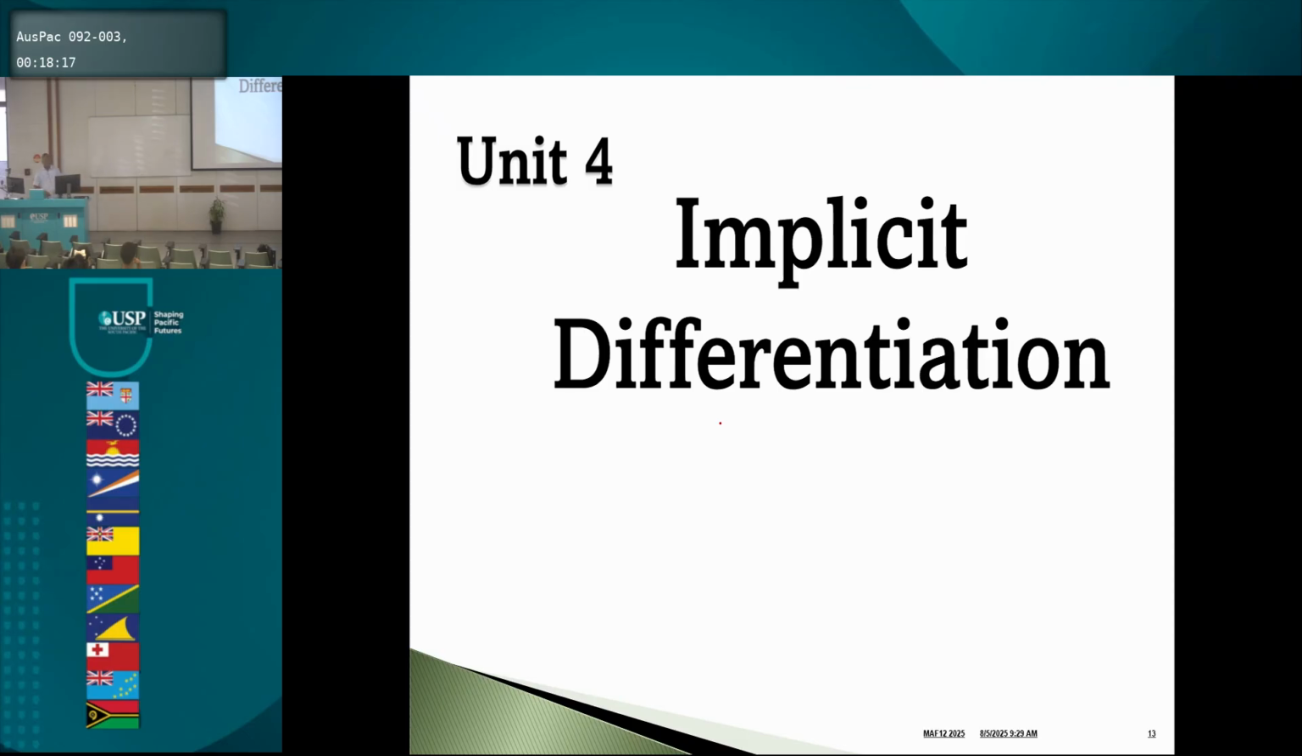Implicit differentiation is another technique of differentiation. There's some more, and it gets nicer and nicer as we move to the next level.